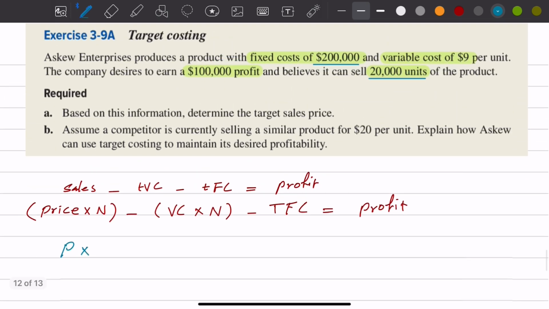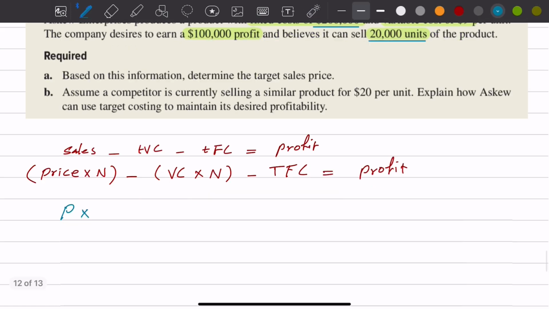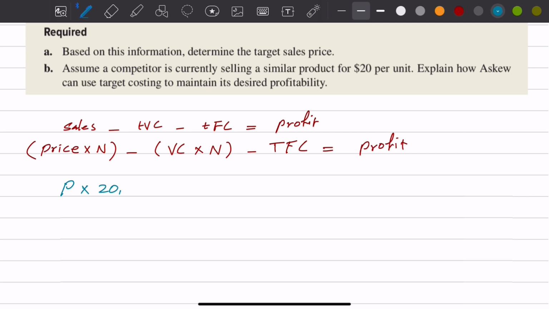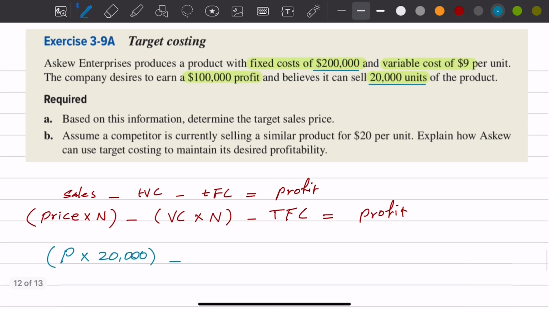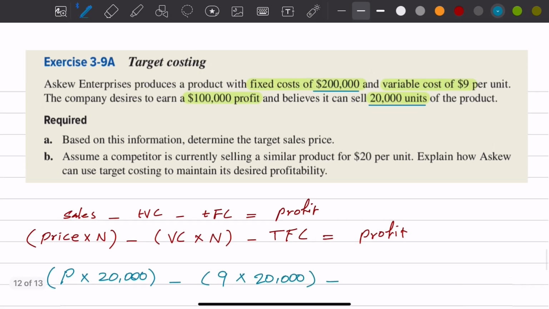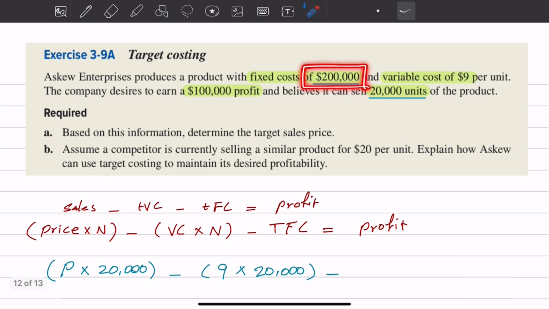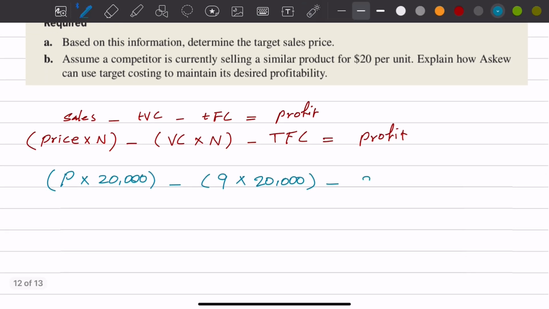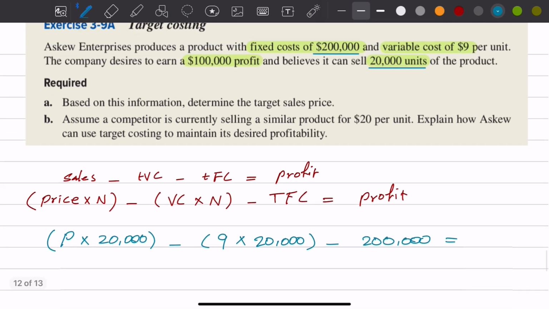However, we do know N, which is 20,000 units right here. So we'll multiply P by 20,000 units minus the variable cost per unit, which is $9. So we'll multiply 9 also by the quantity, which is 20,000 units, minus the total fixed cost, which is $200,000, should equal the desired profits, which was given to us in the question to be $100,000.